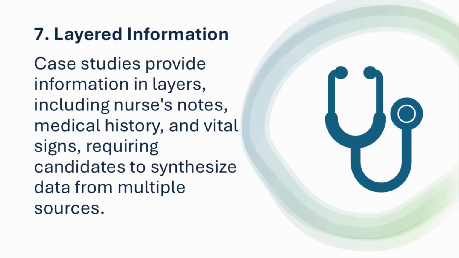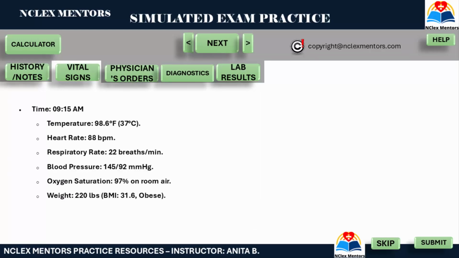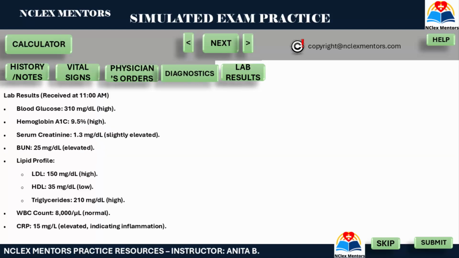7. Layered information. Case studies provide information in layers, including nurses' notes, medical history, and vital signs, requiring candidates to synthesize data from multiple sources. For example, a patient's increased blood pressure may first be noted in progress notes, followed by lab data showing decreased kidney function, all of which must be considered together to determine the next steps.